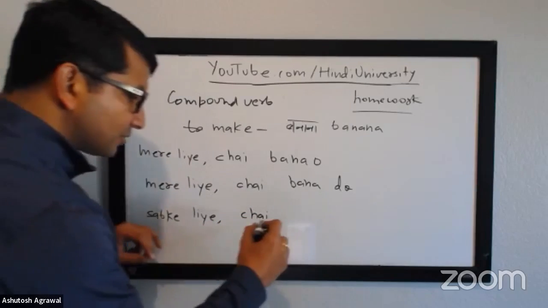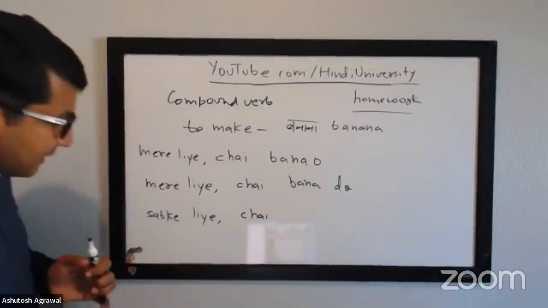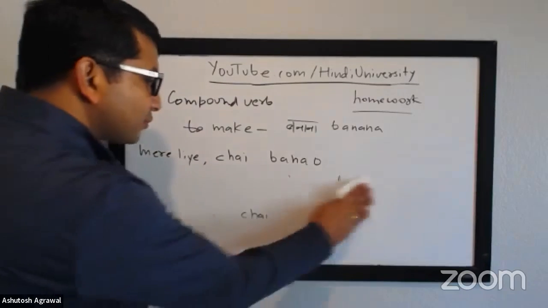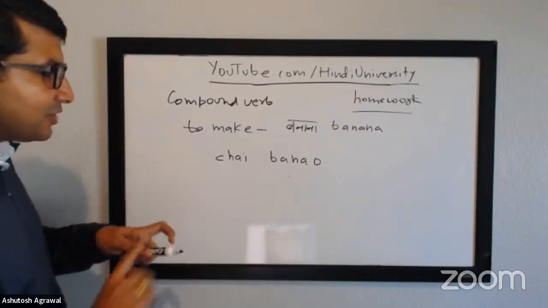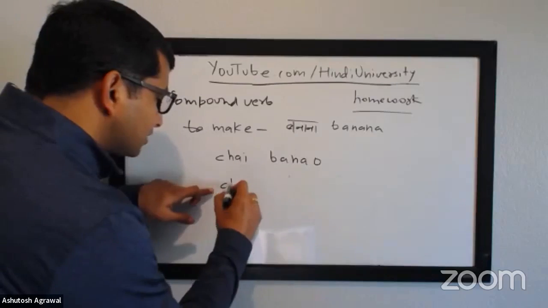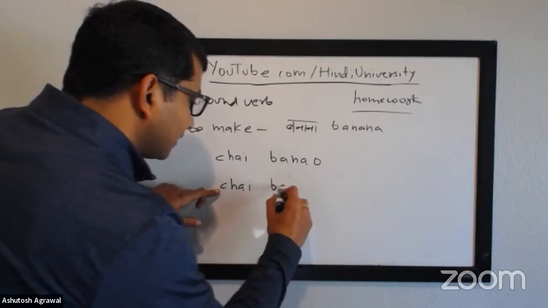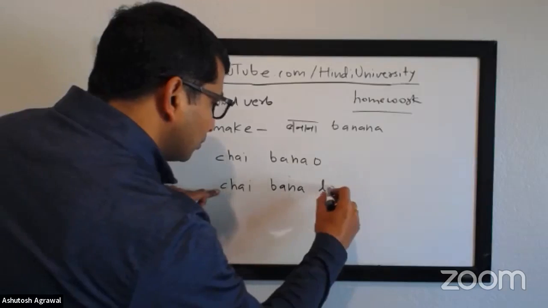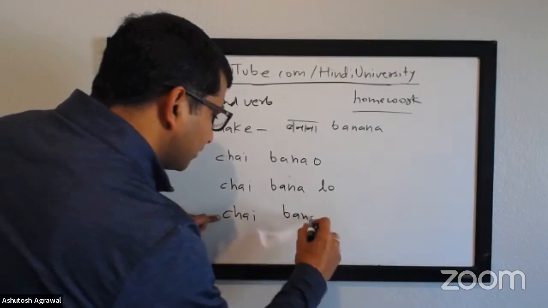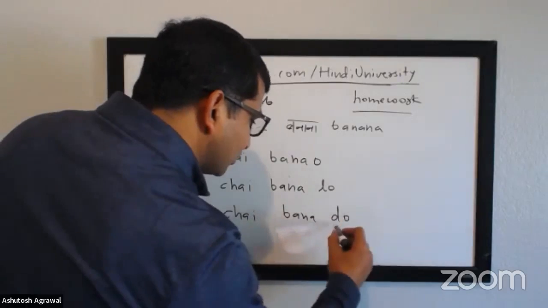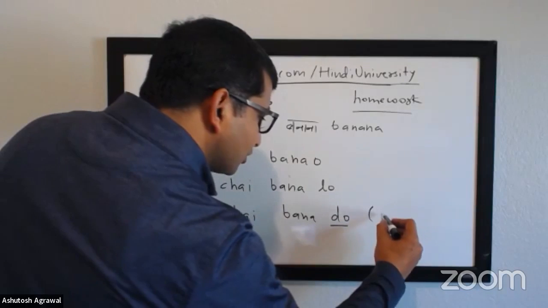Yeah. So let me write it again. Okay. So let's say the first one is, I'm going to remove this one because it's going to confuse again. So one is chai banao versus chai bana lo. Lo, huh? Chai bana do.